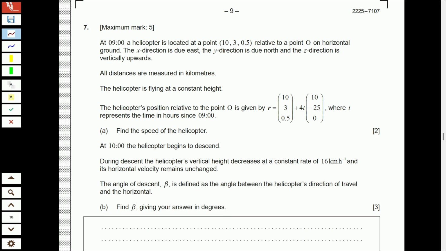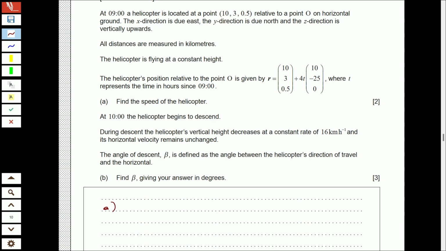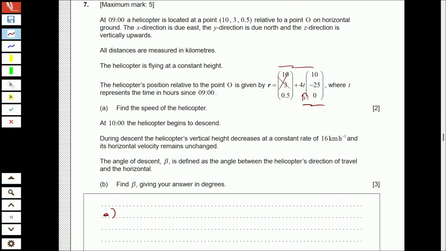Find the speed of the helicopter. It's given that the helicopter's position is by this vector equation. And to find the speed, you can just, for example, find how many kilometers this helicopter travels in 1 hour by replacing t with 1. If you plug in 1 into this equation, you don't need to write the initial point. I will just look for how many kilometers the helicopter travels in 1 hour, okay? Which will give us the speed.